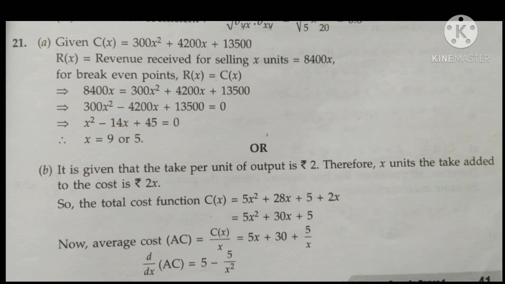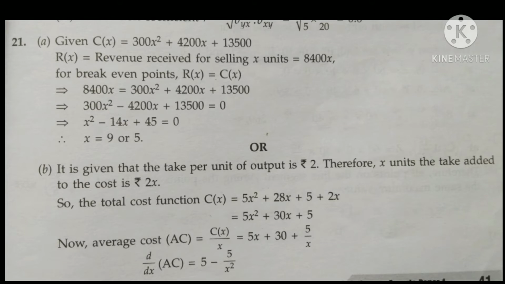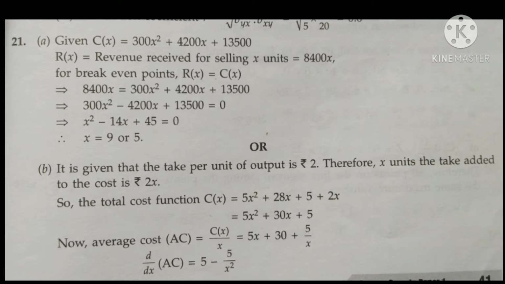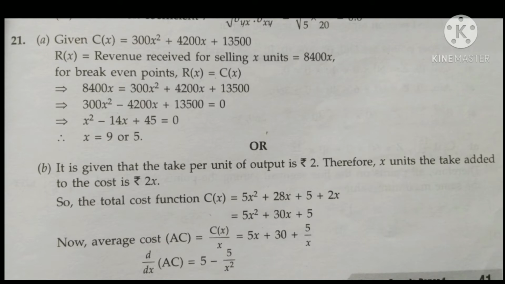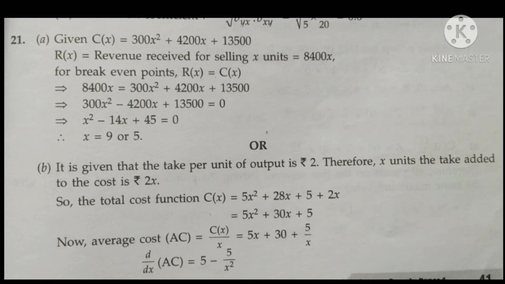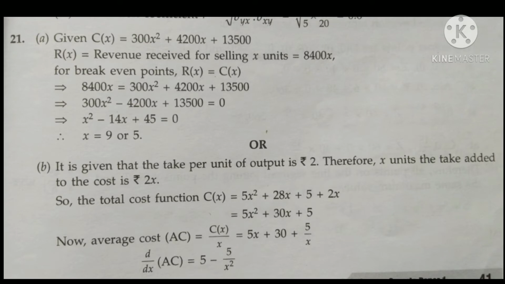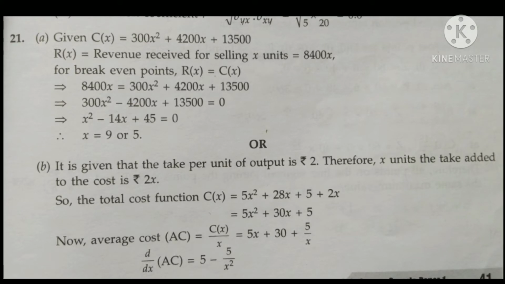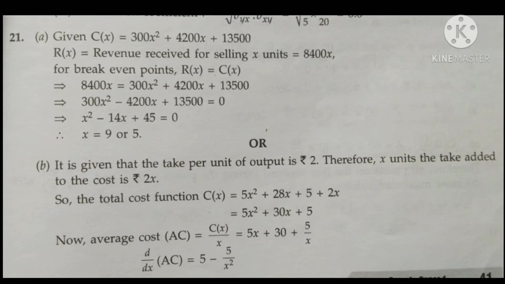It is given that the tax per unit output is 2. If number of units is x, then total cost will be 2x. So what will be the total cost function? 5x square plus 28x plus 5 plus 2x. So here we see that 2x is added with cost function. So total cost function is 5x square plus 28x plus 5 plus 2x.